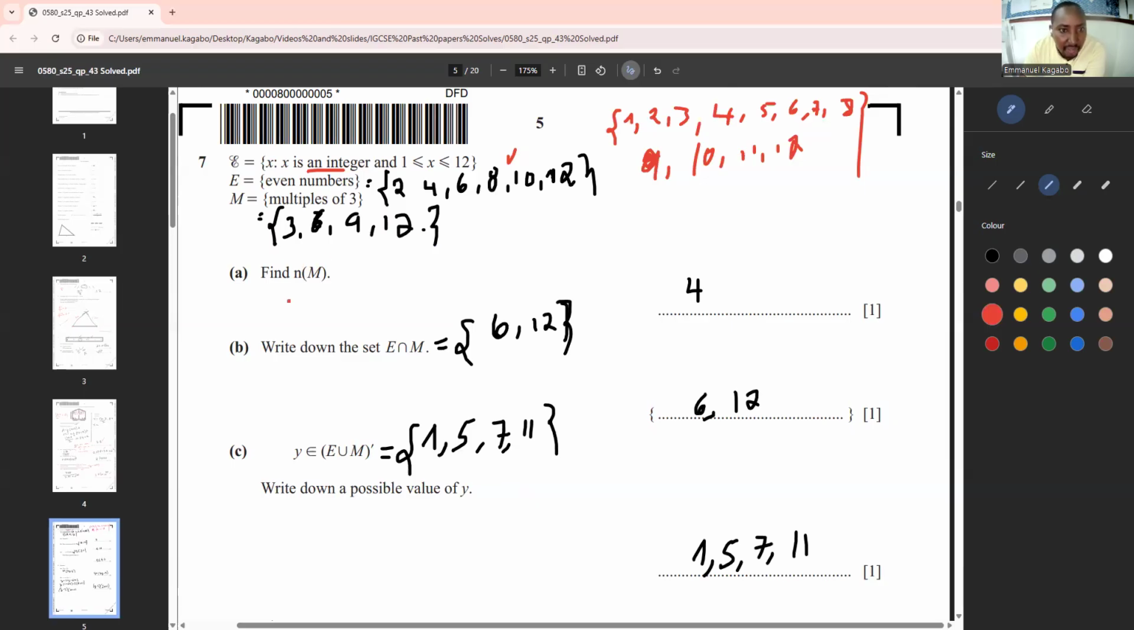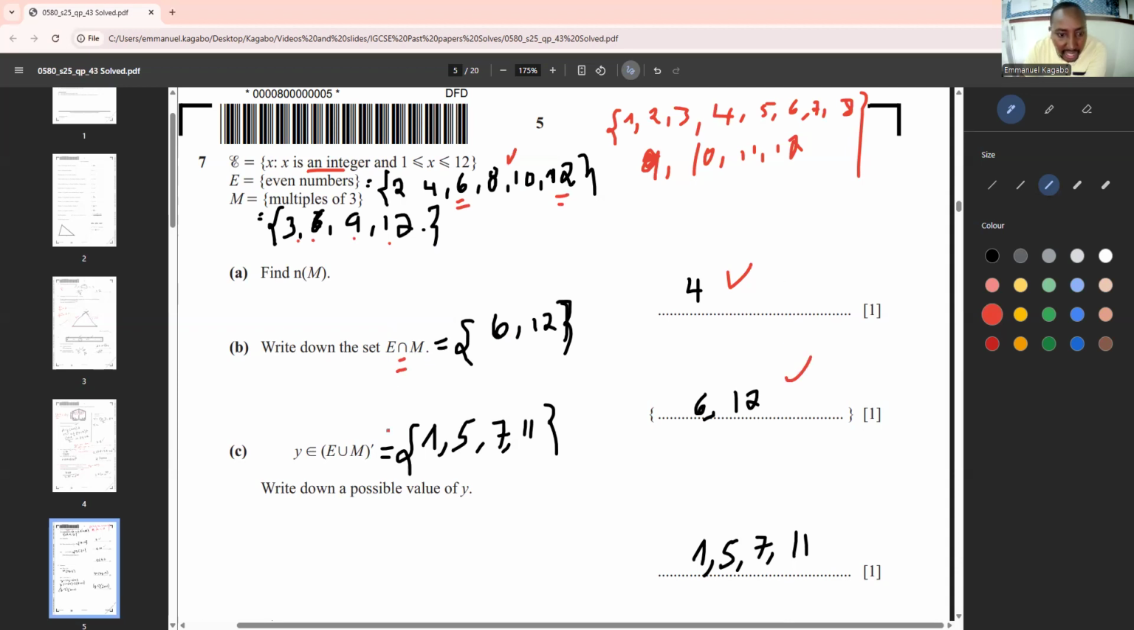How many elements do you have in set M? 1, 2, 3, 4. That's why I have 4 here. Write down the set E intersection M. How many elements that are found in both set M and set E? It's only 6 and 12. This means intersection, elements that are found in the two sets.